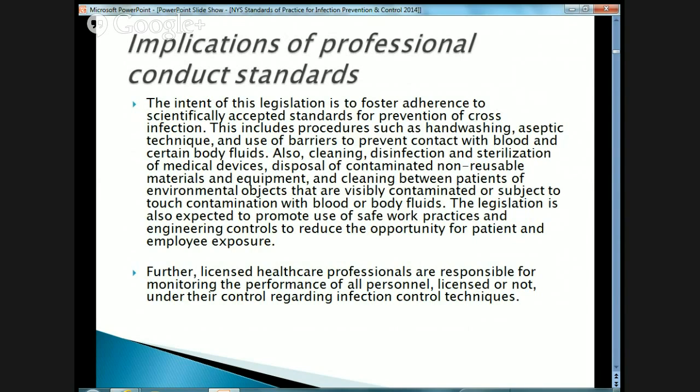Implementation of these conduct standards. Basically, anybody can take you to court.